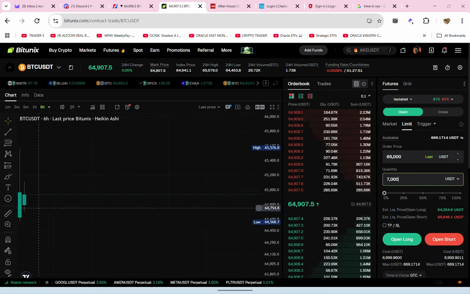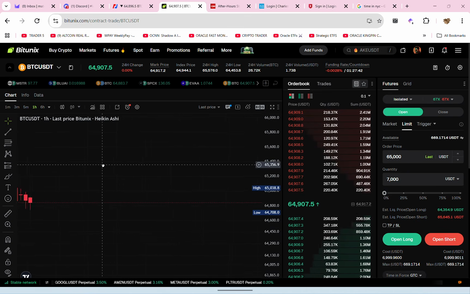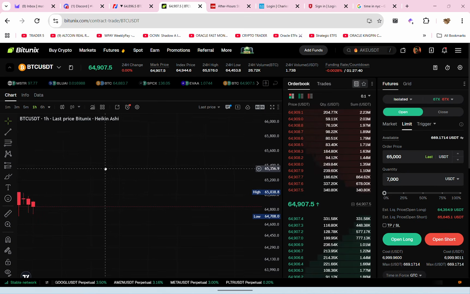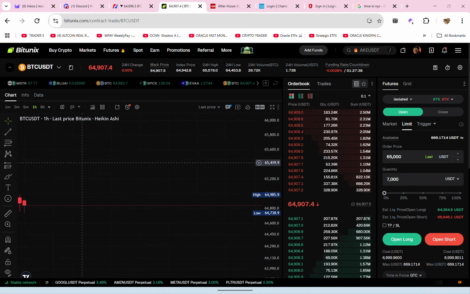Here's my 6 hour. It's green with tails. 1 hour, red with tails. So if I wanted to short, shorting under the whole number is suicide. All this time you had to wait. So watch this. If we look in the last 1 hour, it doesn't tell us a lot. It tells us it almost went to 65.